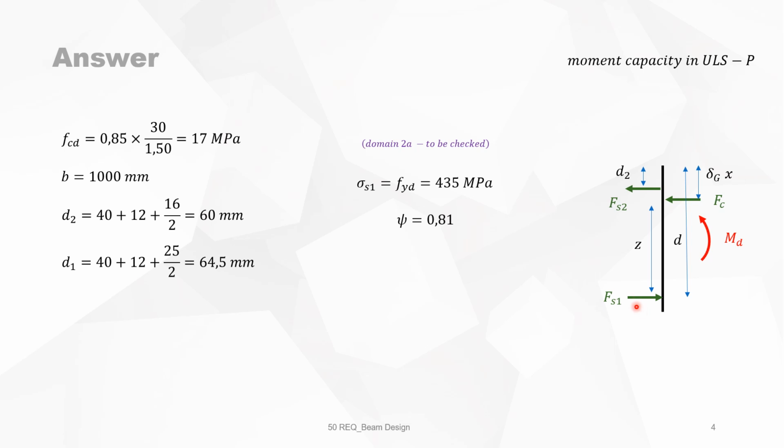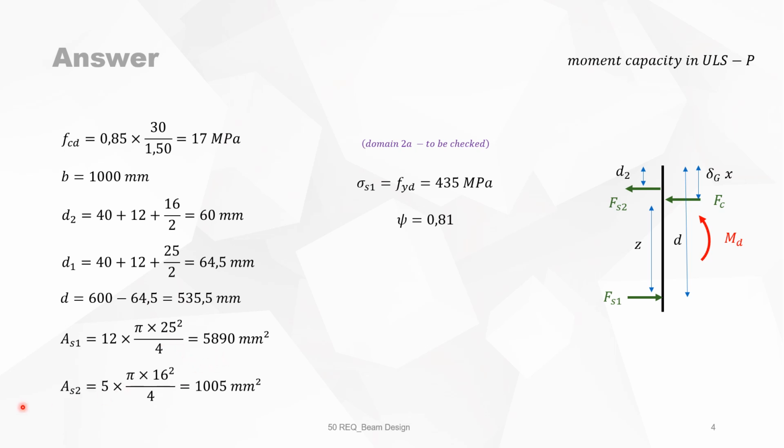d1, the position of the tensile reinforcement, is equal to concrete cover, the stirrup size, and then the point of gravity of the tension reinforcement. And d1 is then 64.5 millimeters. The effective depth is 600 minus d1, which gives you 535.5 millimeters. The tension reinforcement, 12 diameters 25, is 5,890 square millimeters. The compression reinforcement, 5 diameters 16, is 1,005 square millimeters.